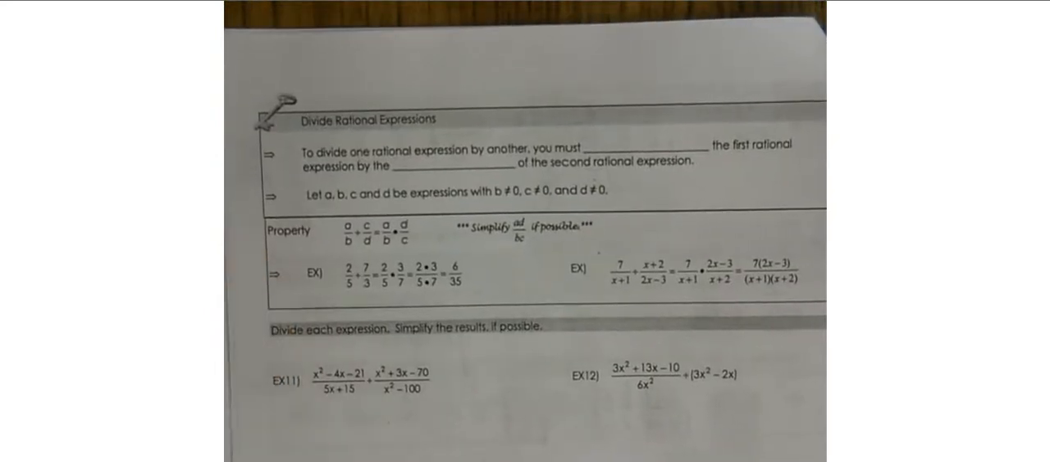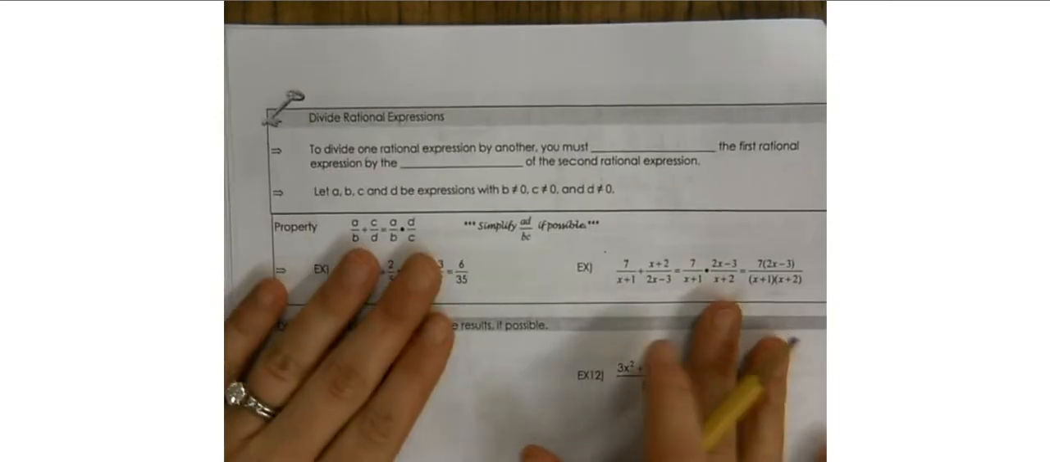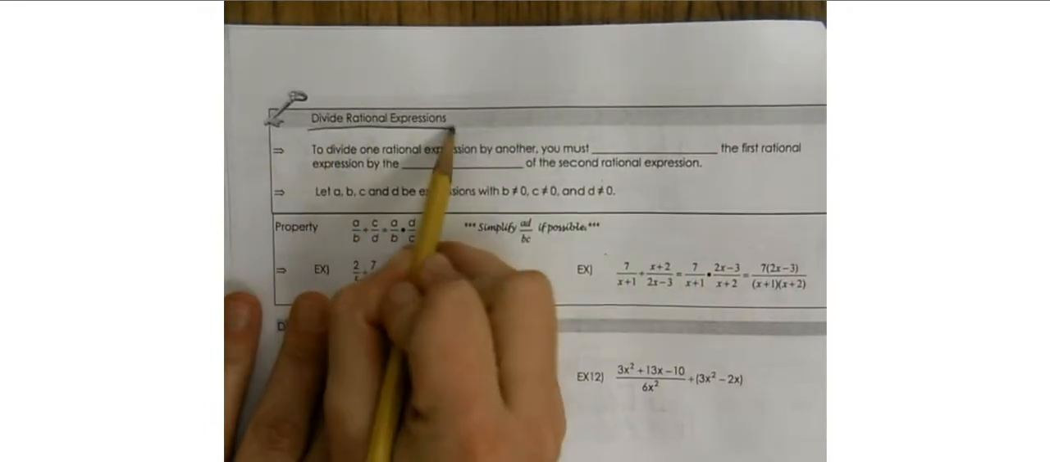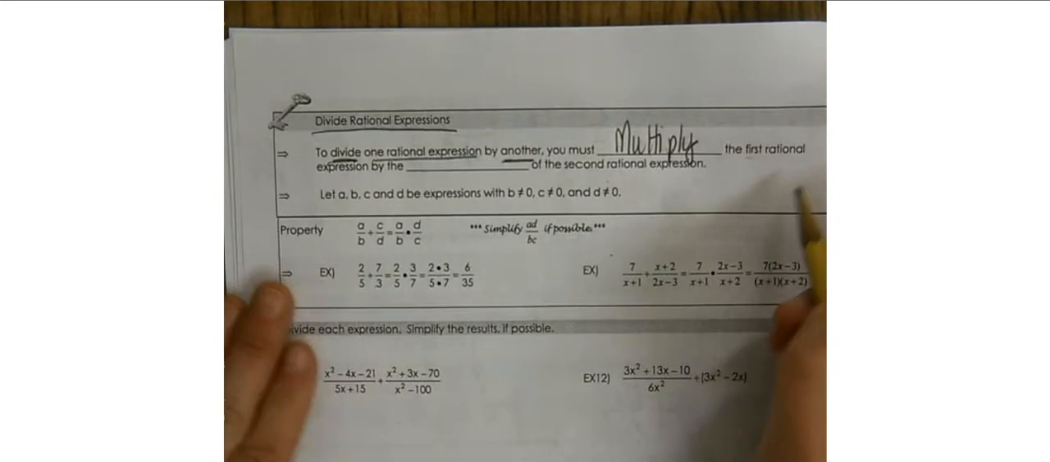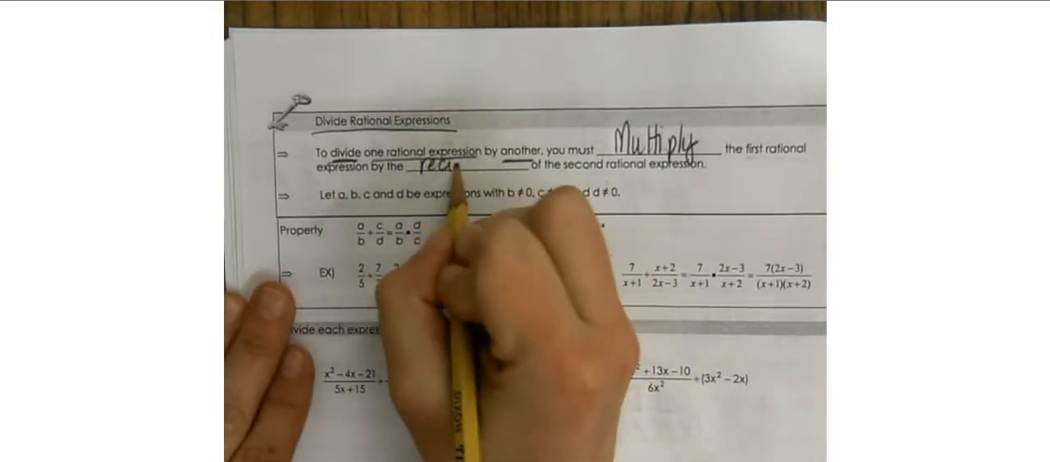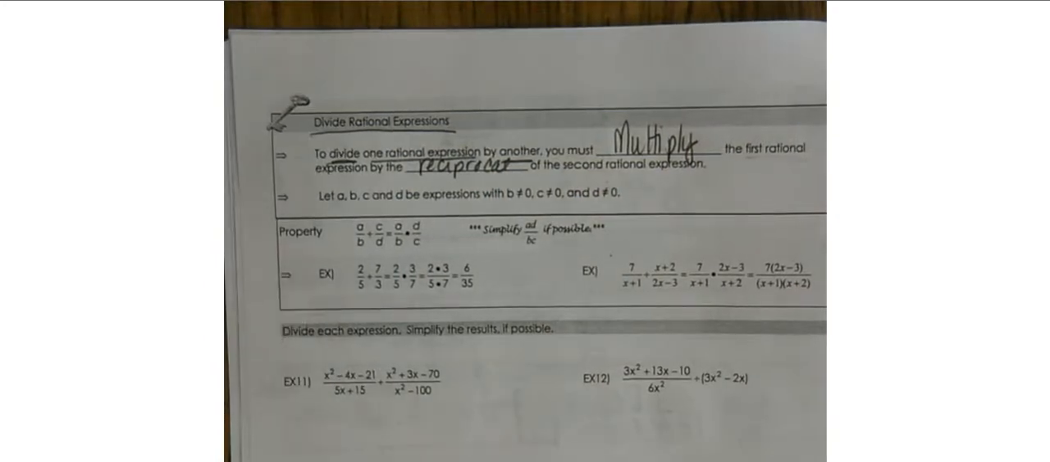Let's go ahead and flip the page and talk about how to divide rational expressions. Just like with numerical expressions, in order to divide fractions, you need to multiply by the reciprocal of the second fraction, and everything is going to be exactly the same. So in order to divide one rational expression by another, you must multiply the first rational expression by the reciprocal of the second rational expression. So that's very fancy language for multiply. We're going to multiply by the reciprocal of the second fraction.